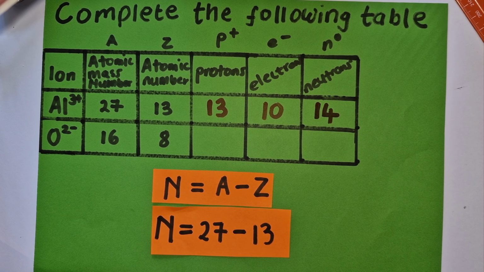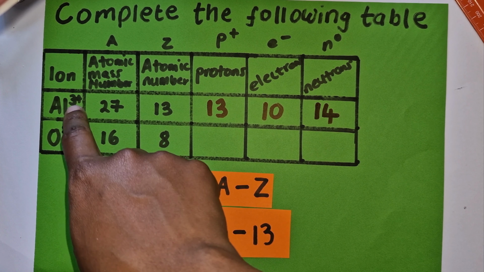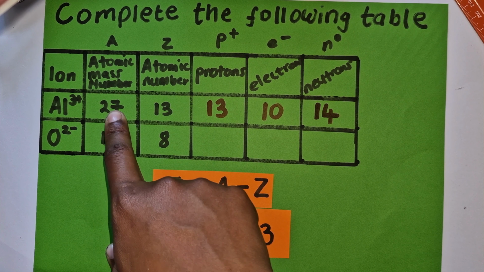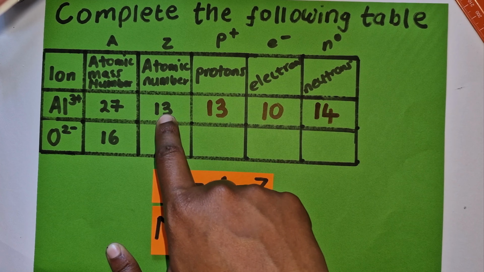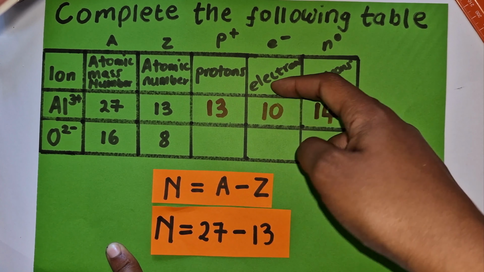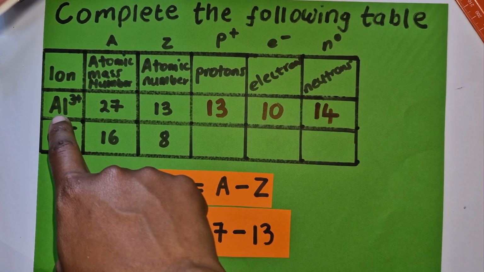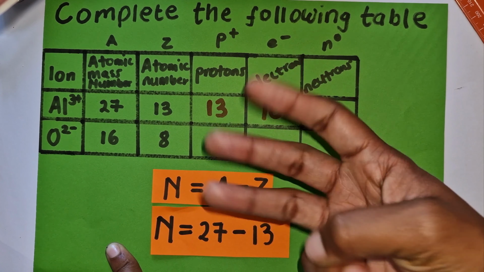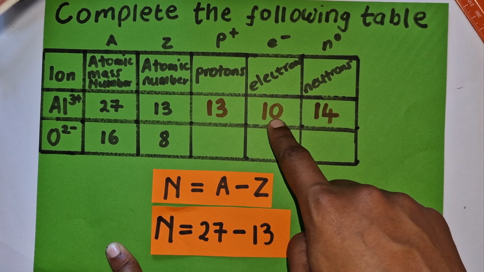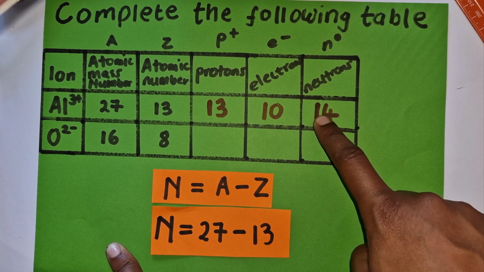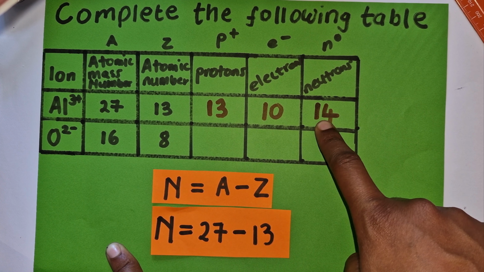So from this, we have established that the aluminium 3+ ion has an atomic mass number of 27, an atomic number of 13, which is also the same as the number of protons, which is 13. But because it has lost 3 electrons, it is aluminium 3+. It has an excess of 3 extra protons in comparison to the electrons. So it has 10 electrons. And it also has 14 neutrons.